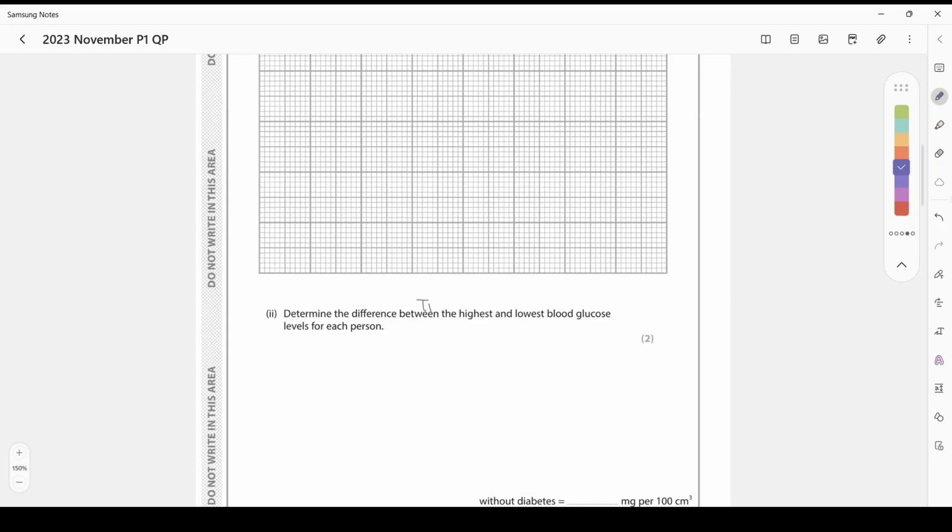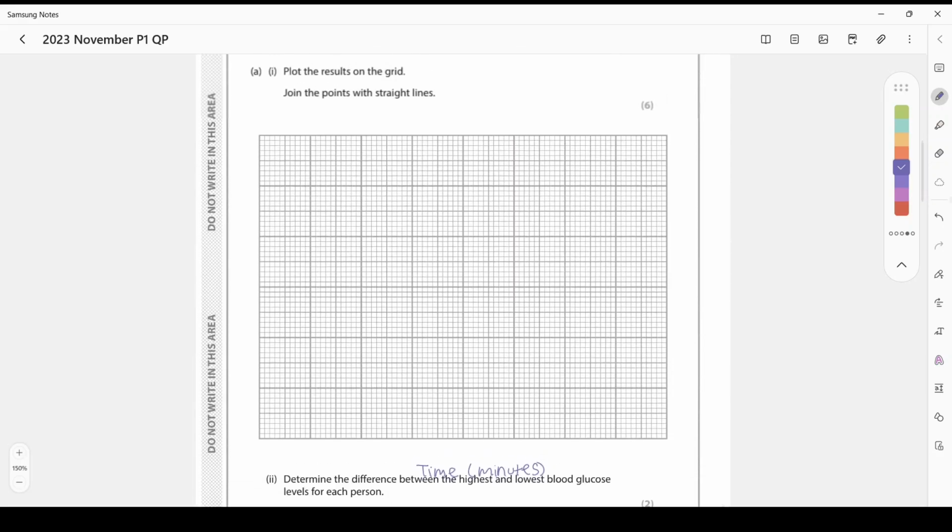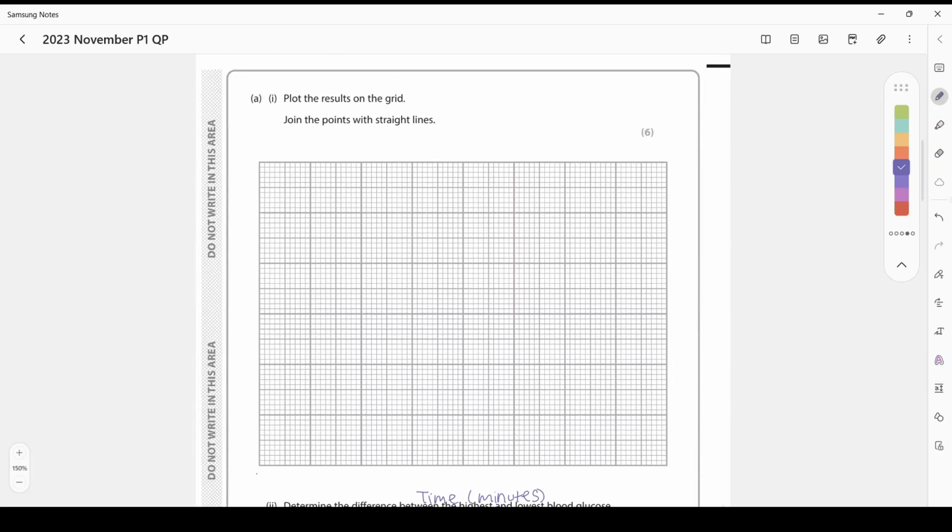So we can say time in minutes. And this goes up to about 180 minutes. All right, so we can have this be like this: 0, 30 minutes, 60 minutes, 90 minutes, 120, 150, 180. This would be 210 and 240. So you have to make sure that it goes up by the same interval.